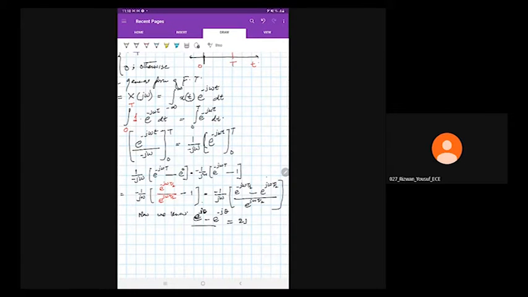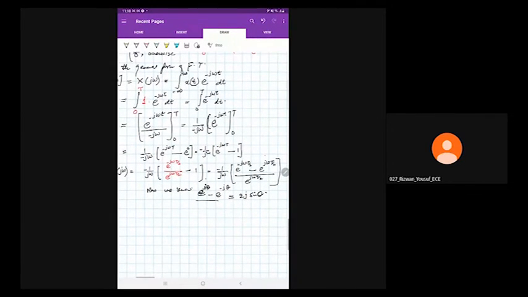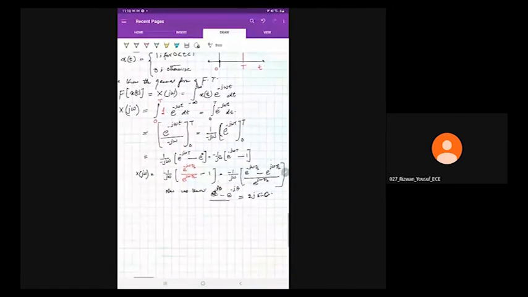So it is 2j sine theta. If we substitute this formula here, then we will have X of j omega equal to minus 1 by j omega, then you have 2j sine of theta.